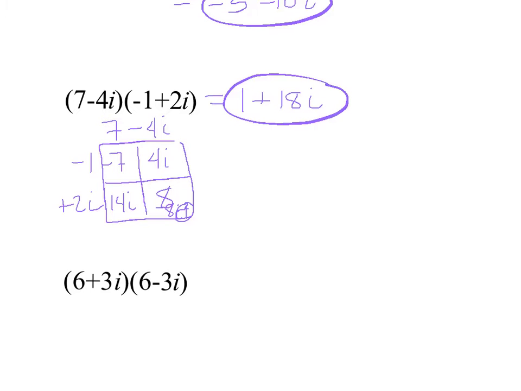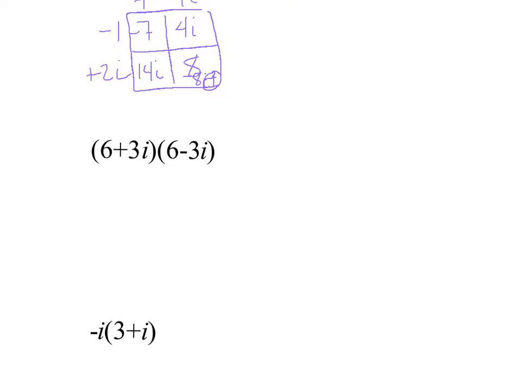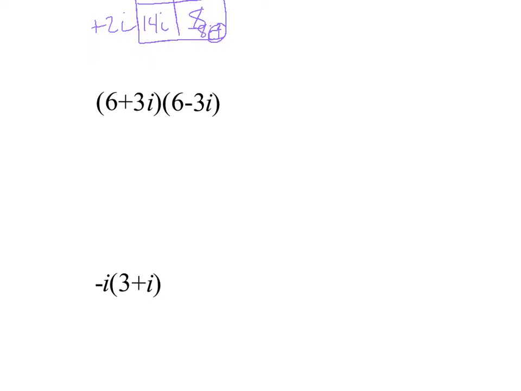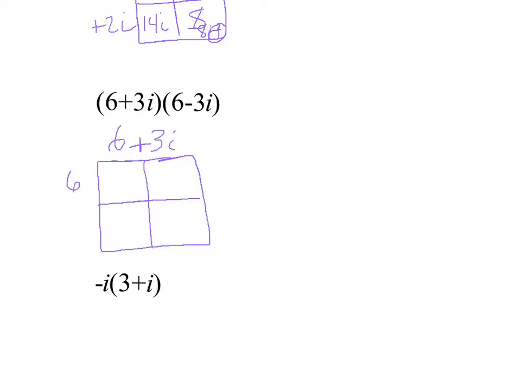All right. Now we'll just keep on doing some examples here. Now we have 6 plus 3i and 6 minus 3i. All right, let's see here. Make a box. Notice that these are almost identical binomials, except the first one has a plus and the second one has a minus. And I'll tell you right now that something special is going to happen here as we multiply these.